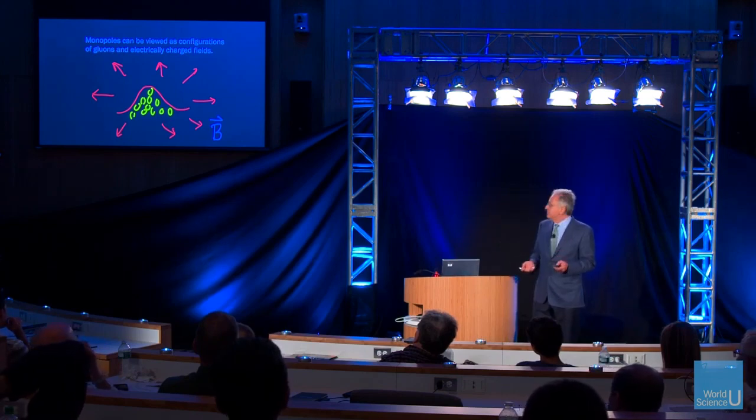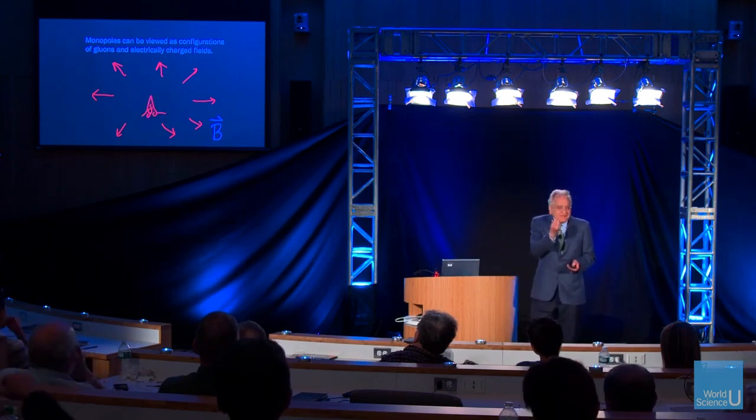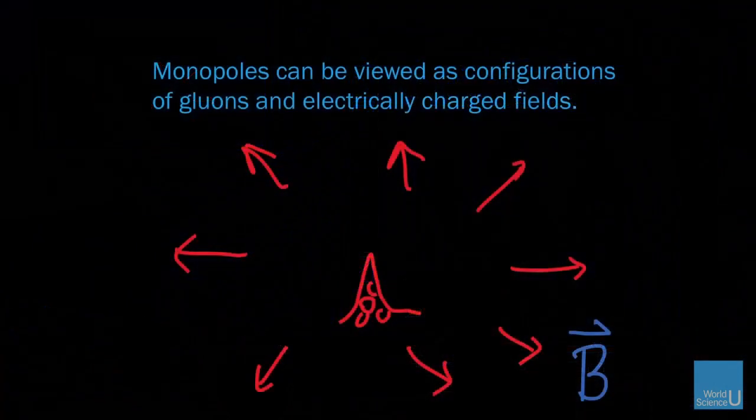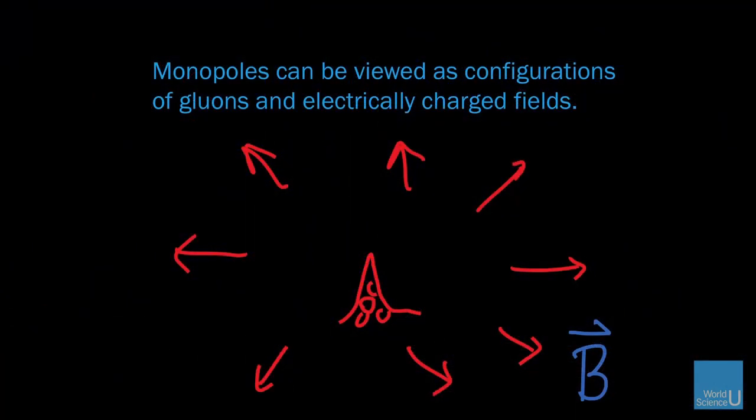But if you change your parameters, the centers of these monopoles can shrink to begin to look like a point. And in fact, from their perspective, you can actually have a complete reversal of a description.